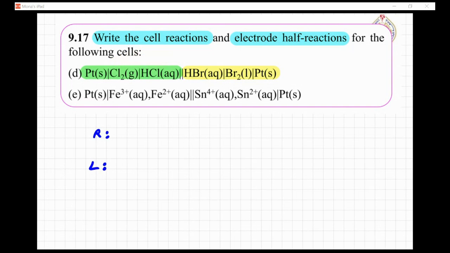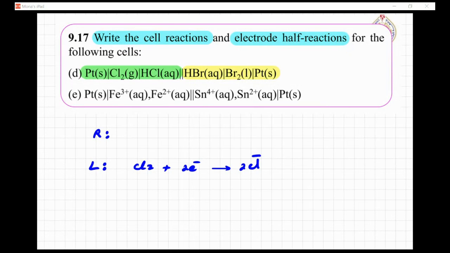So here, on the left, we have Cl2 plus 2 electrons giving us 2 Cl minus, right? This is what is happening. Your book is telling you that Cl2 is converted to Cl minus, which is reduction.